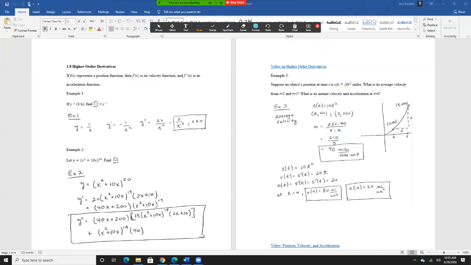We could have used the slope formula, right? The change in y over the change in x. In other words, 250 minus 40 on top for the numerator, divided by the difference in x, the change in x. 5 minus 2 is 3. It's just the old slope formula from algebra. That's how you find the average velocity between 2 points in time.